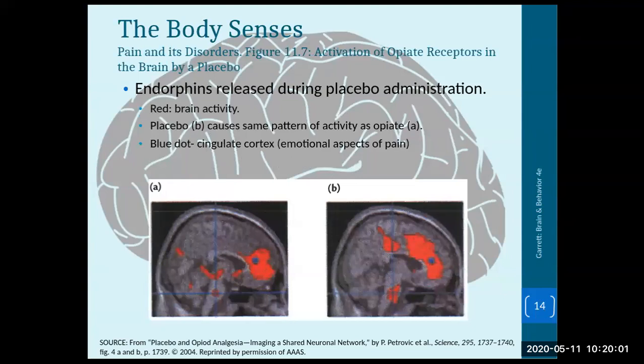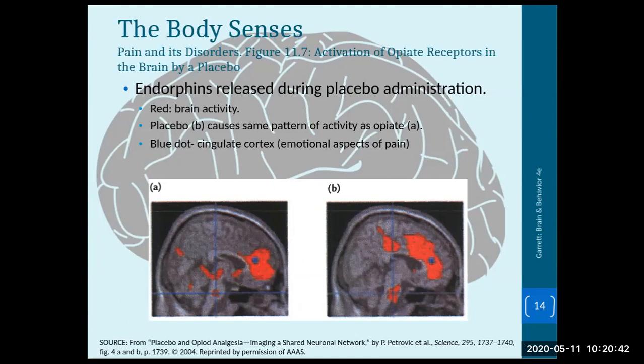If we look at placebo administration, you can see that the areas of the brain that light up in A are to actual pain, and in B, we see the placebo causing the same pattern of activity as an opiate, which blocks pain, right? So in A is actually taking the opiate drug and the opiate pathways in the brain, and you can see that the placebo allows for a similar effect. And you can even argue that there's more activity in red for that.